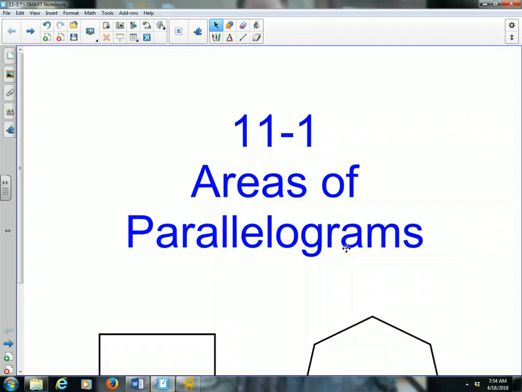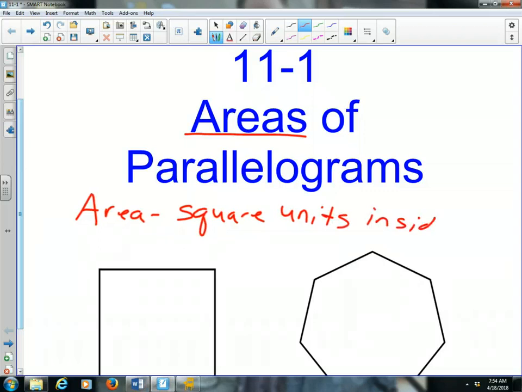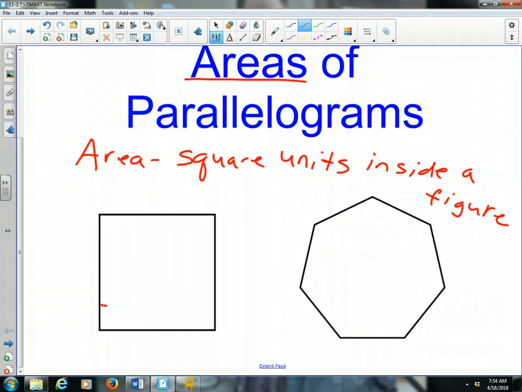Let's first define area so that we all know what we're talking about when we say the area of a certain figure. Area is the square units inside a figure. So I have two figures up here, and let's just say that this is 1 square inch right here. Okay, there is 1 square inch. So area is how many square inches fit inside this square. So there's 1, 2, 3, so on and so forth. How many of those square units fit inside that square?